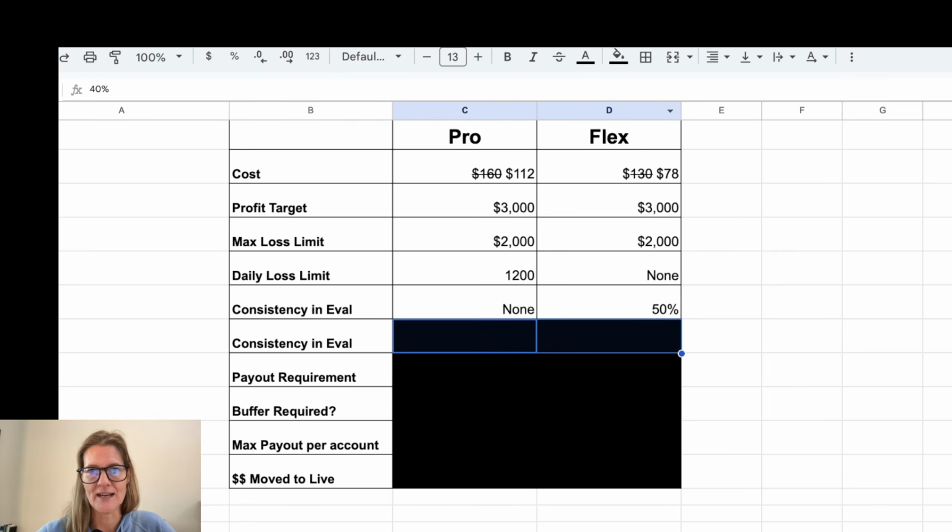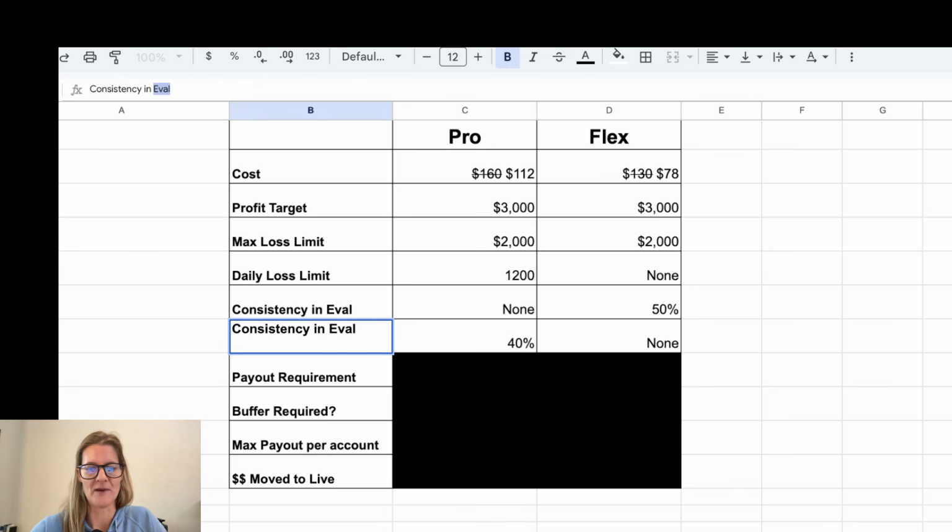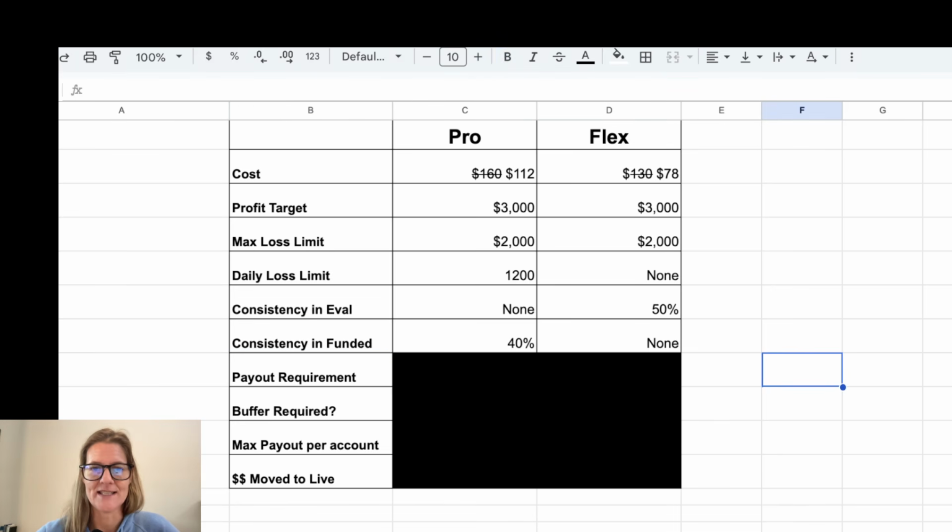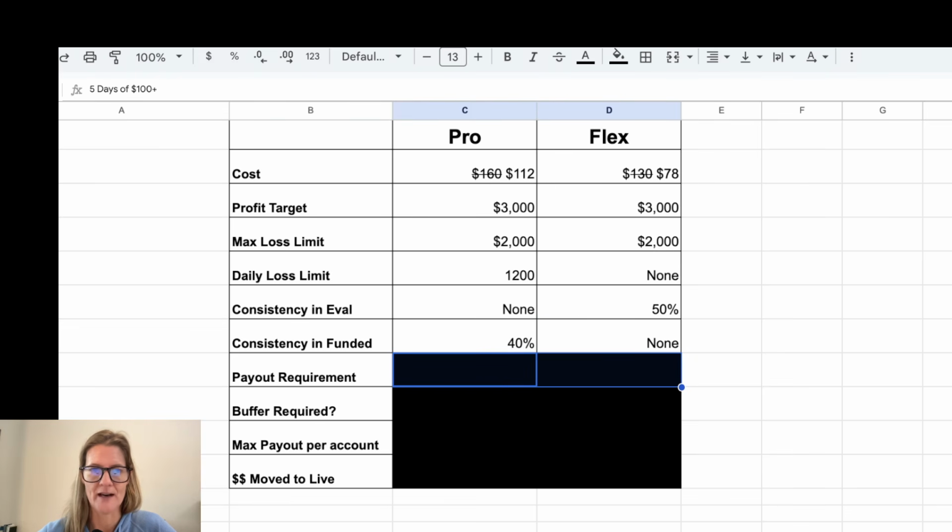Consistency in funding, in the funded stage, let me fix that so I'm not confusing you, but consistency in the funded stage, for Pro, it is now 40%. It used to be 35%, so now it's 40%, which is a big boost. There's no consistency rule in the Flex account, all right? So super cool rule there.